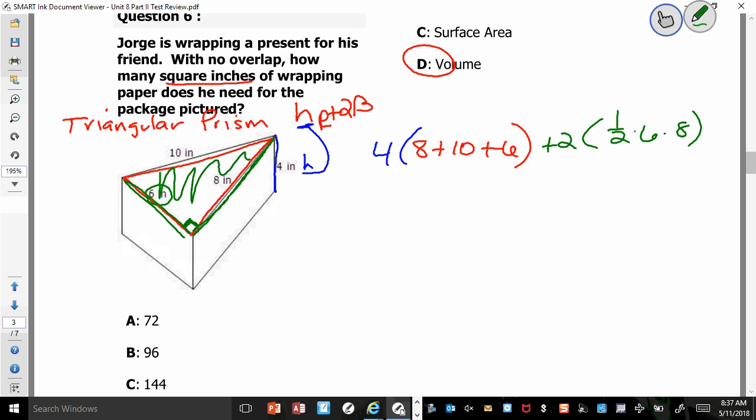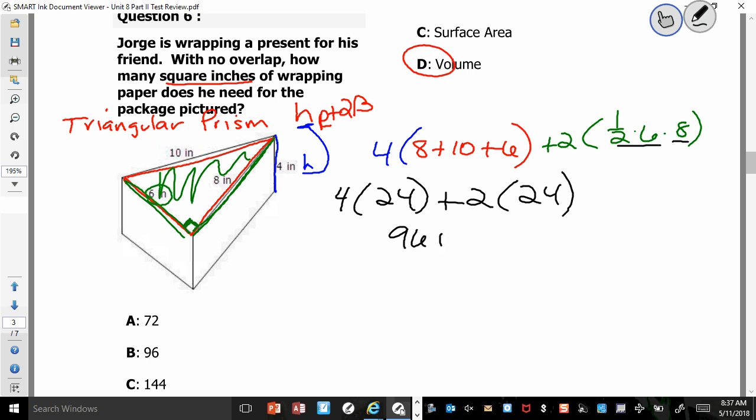Right? Got it? Now we're just down to 4 times 24 plus 2 times half of 6 is 3. 3 times 8, 24. 4 times 24 is 96. Plus what? What's that give us? Inches squared. So on your test, you will definitely have some non-multiple choice, okay?